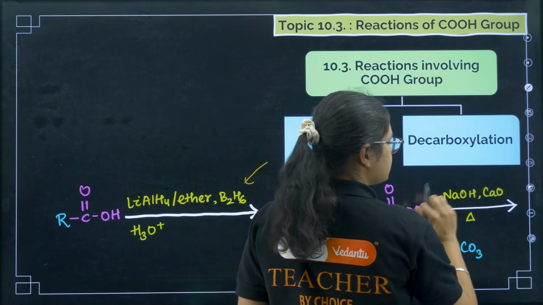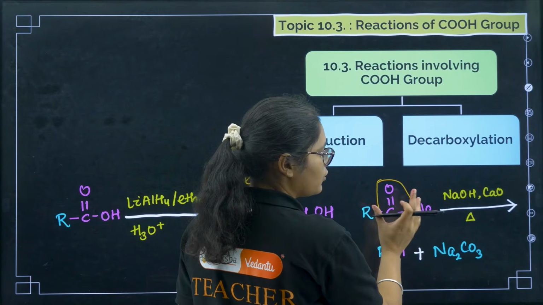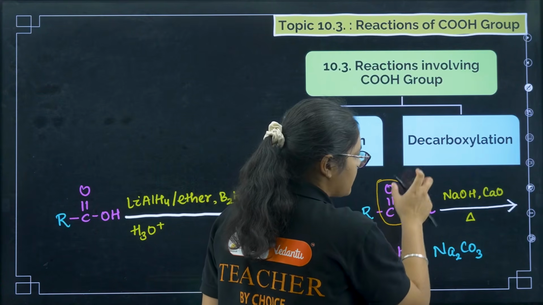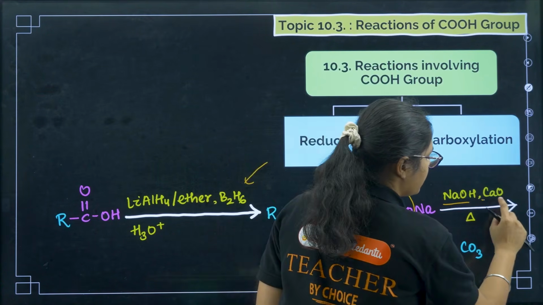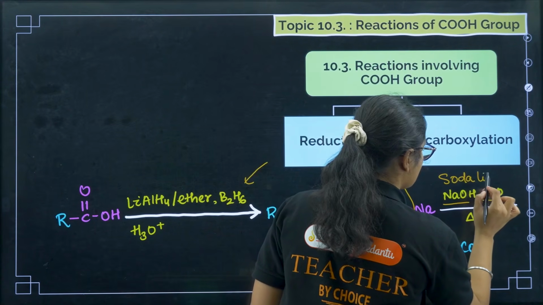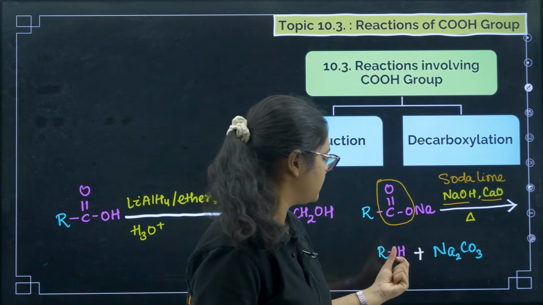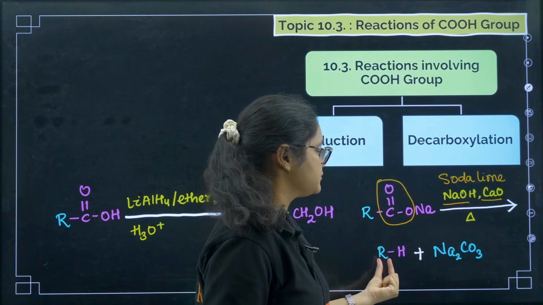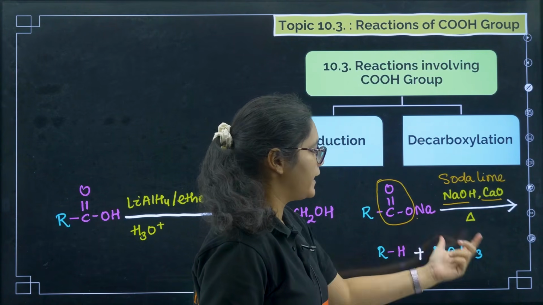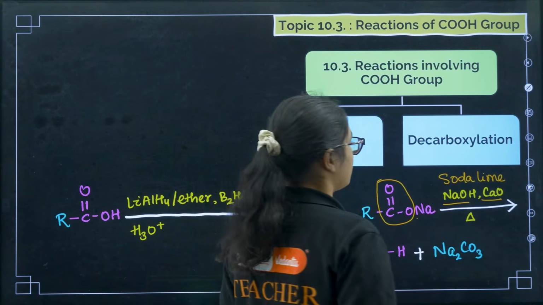Now decarboxylation reaction, what happens? This CO2 group will be removed, right? That COO part is involved or not. So that comes under this category. With NaOH and CaO, that is soda lime, this is called soda lime. Okay, so with soda lime what will happen? This group will be removed and you will get RH. Okay, so directly RH and Na2CO3 is formed. So product you should remember RH forms.